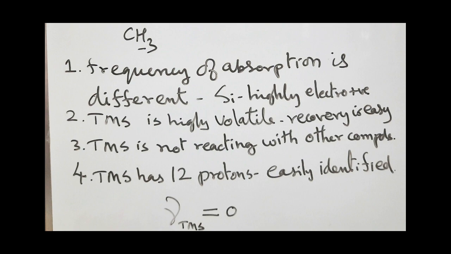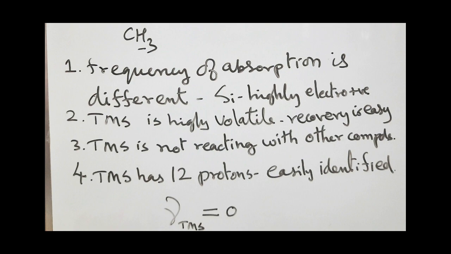So electronegativity increases as we move from left to right in a periodic table, whereas electropositivity increases as we move from top to bottom in a group. So in the carbon group, silicon is more electropositive than carbon. There is an advantage of choosing a silicon compound as the reference compound. So silicon is highly electropositive.